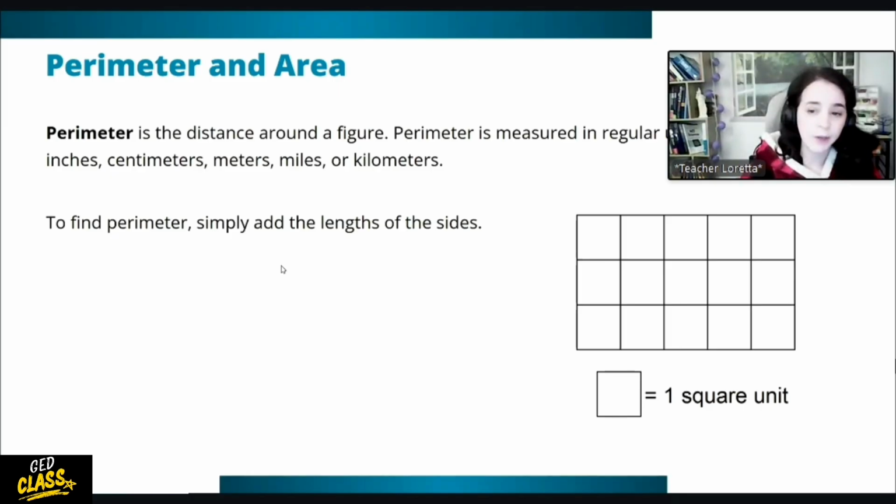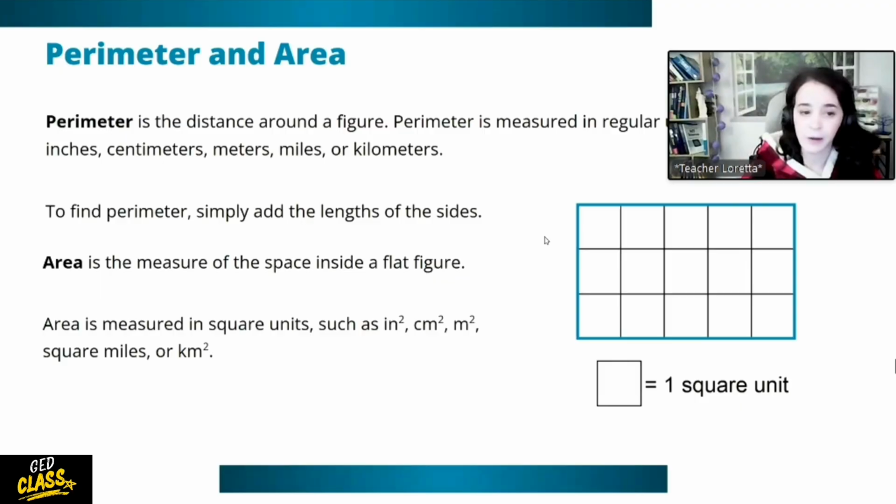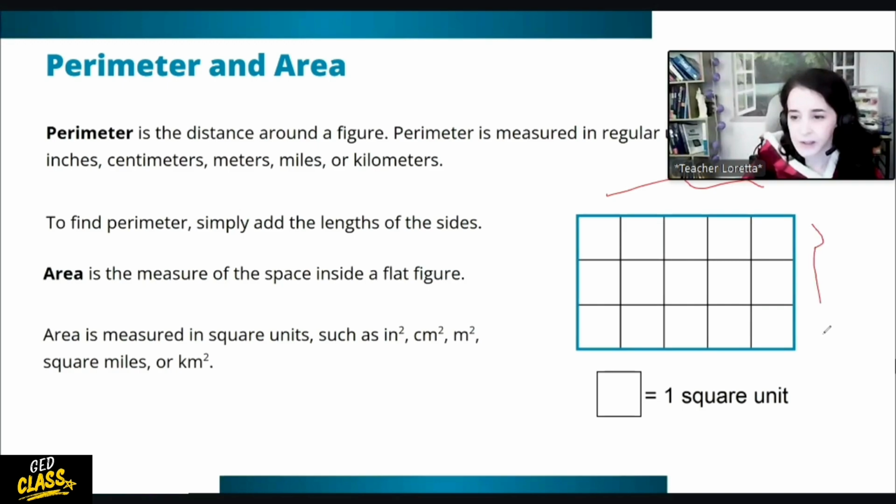So if we look at this shape here, we can see that along the top it's 5, and along the side it's 3. This side is also 3, and this side is also 5. What would the perimeter of this rectangle be, my friends?